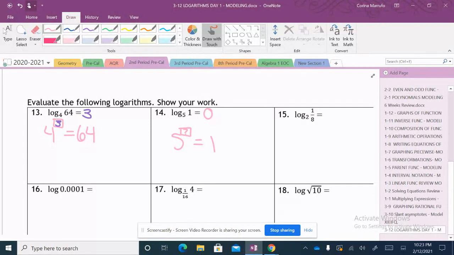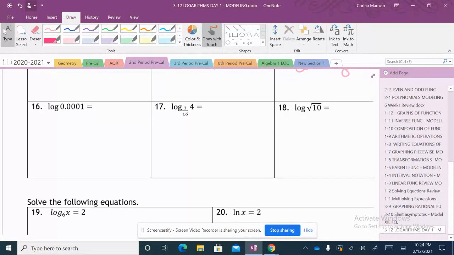All right, the next one, this is 2 to what power is going to give me 1 over 8. Since it's 1 over 8, it ends up giving me a fraction, so the number in here is going to be a negative. And then let's see, 2 to what power gives me 8? So 2 to the second power gives me 4. That means 2 to the third power, 4 times 2, gives me 8. So it'll be negative 3. Okay, negative 3.